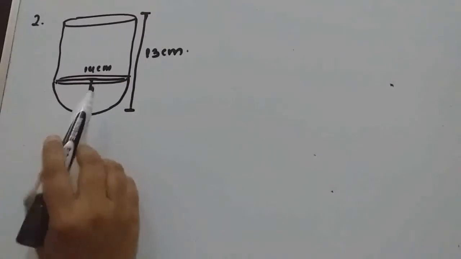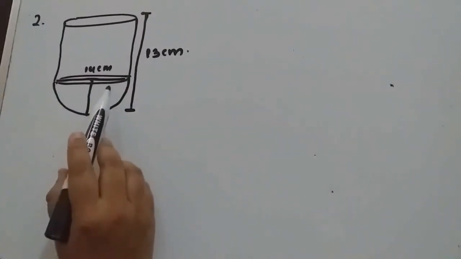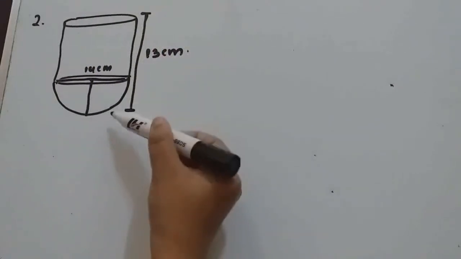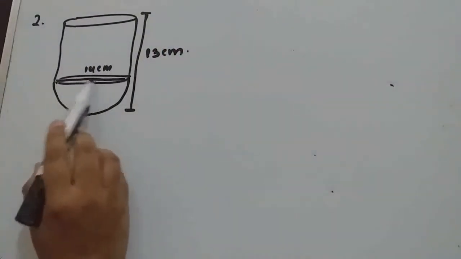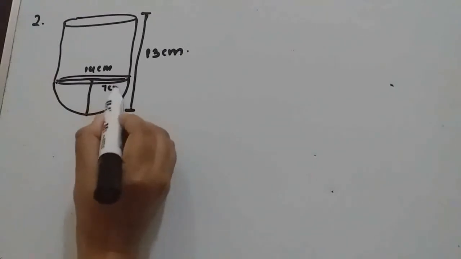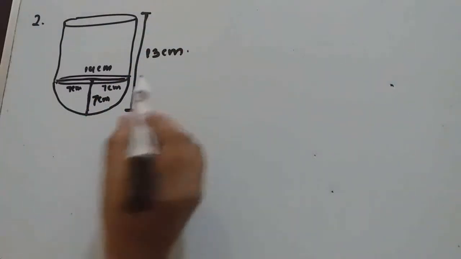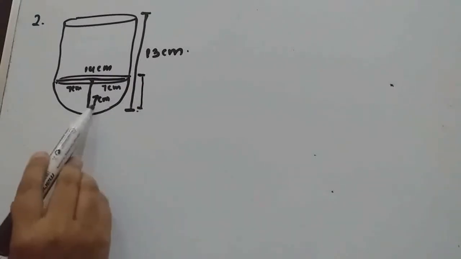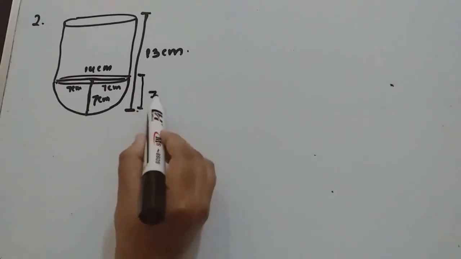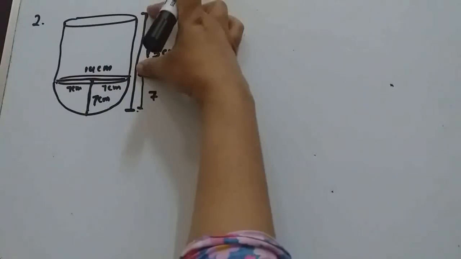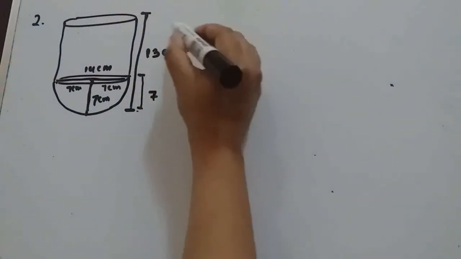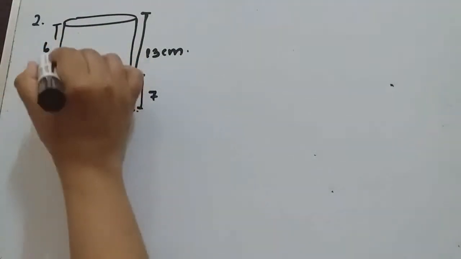In question number 2, it is given a vessel is in the form of a hollow hemisphere mounted by a hollow cylinder. So the vessel will be like this. The diameter of the hemisphere is 14. So what will be the radius? 7 centimeter, isn't it? This also will be 7 centimeter. Now the total height of the vessel is 13 centimeter. But we know from here to here is the radius of the hemisphere, which is 7. So the height of the cylinder will come as 13 minus 7, that is 6. So the height of the cylinder we can write as 6 centimeter.